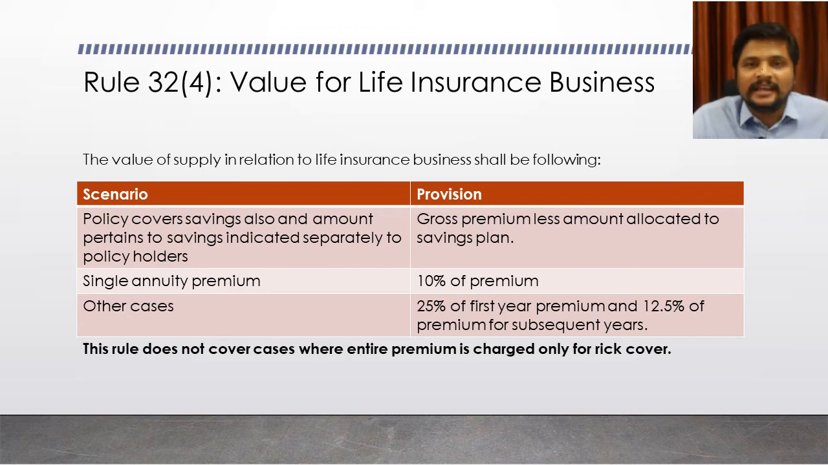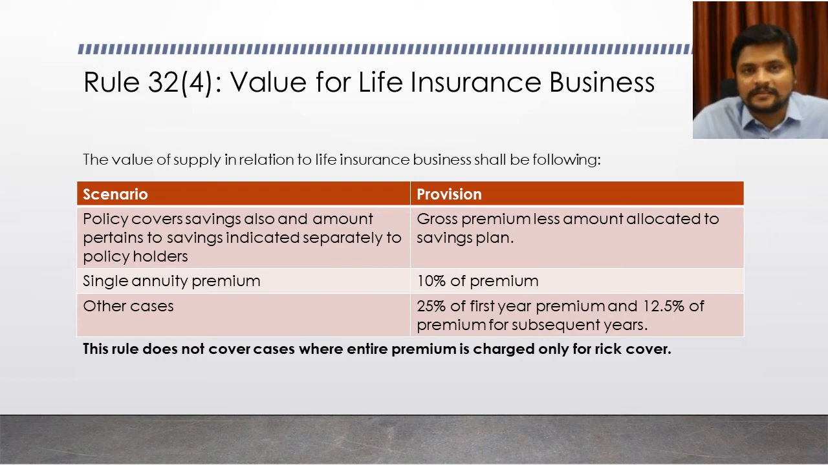Third, in any other cases, if these 2 are not there, there are certain other types of plans or policies. In those cases, the value is like this: 25% of the first year premium and 12.5% of the premium for subsequent years. For the first year premium, the value for the life insurance business is 25%.